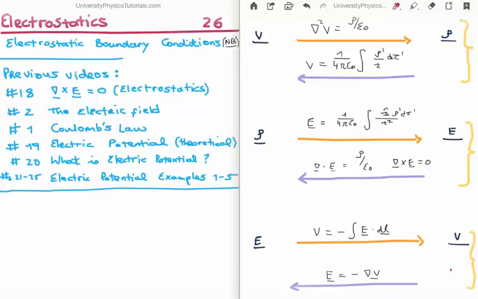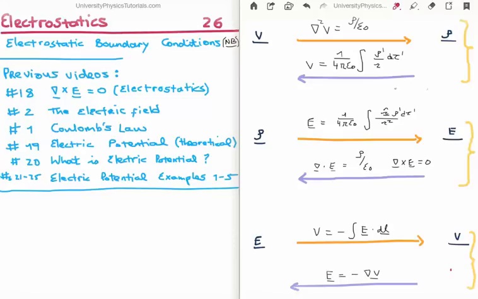So the electrostatic boundary conditions are very important in many ways. If you're studying optics, for example, it's these boundary conditions which allow you to derive the Fresnel equations, the laws of reflection and refraction, and so on. So they're very important in many respects. They are the fundamentals of geometrical optics. So first of all, let's summarize what we've seen up to date.